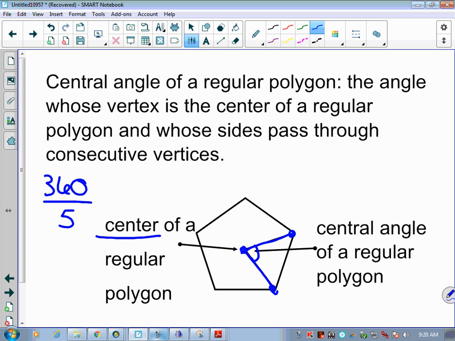So in this case, if I want to know what that angle is, I'm going to take 360 degrees because if I go all the way around, inside of that, it forms a complete circle. If I want to know what this angle is right here, it's going to be 1/5 of the entire circle. Does that make sense?